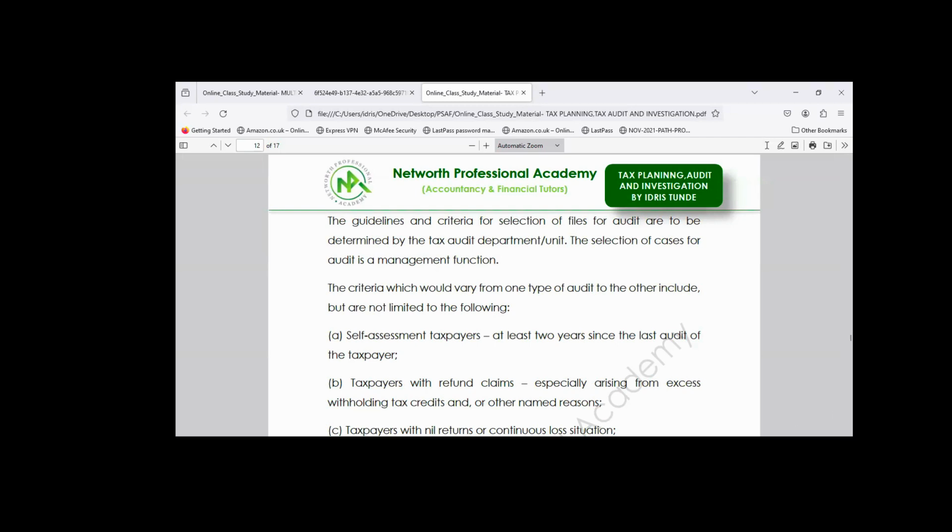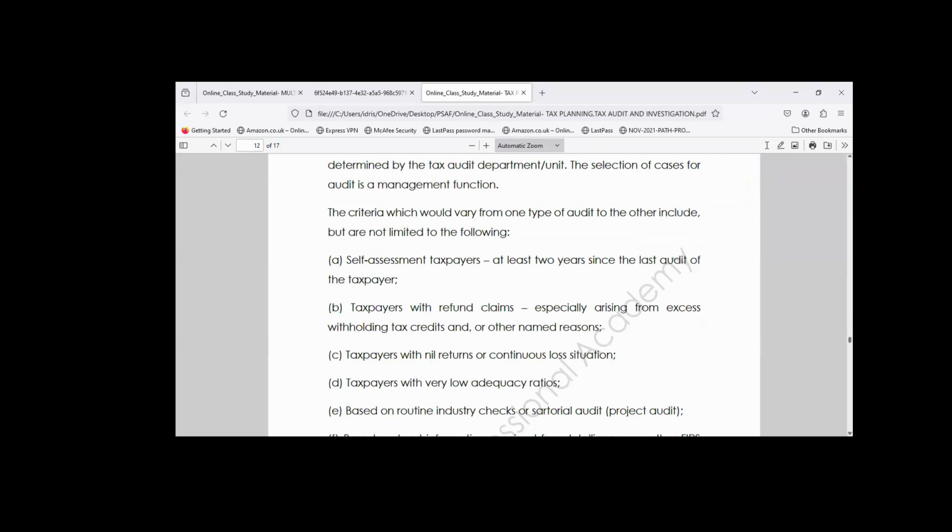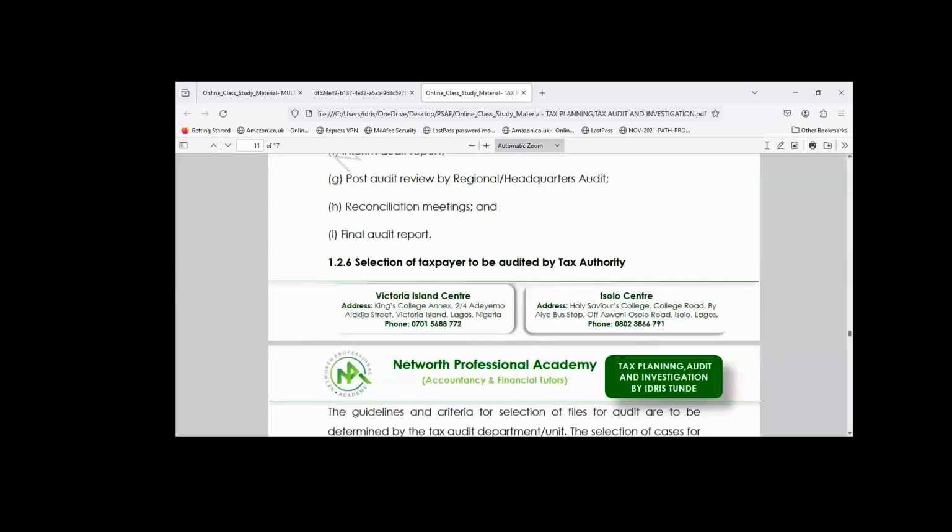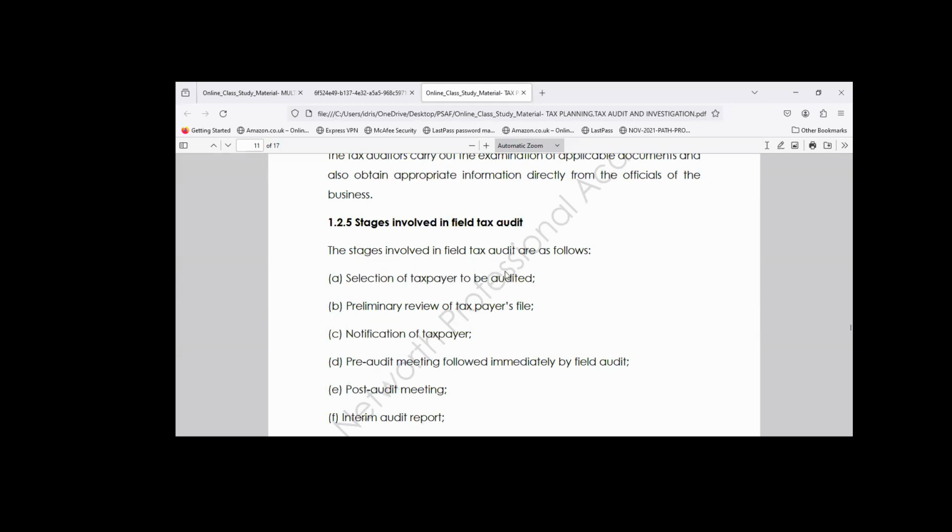Taxpayers with nil returns is one of the criteria for selection. Some taxpayers, every year when they are filing their accounts, every month when they are filing VAT, will be filing nil returns. When a company does that for more than 4 years, you do not declare turnover, you are filing nil returns, and this company still exists, why did they not declare turnover? That will question the intelligence of the tax authority. By that time, they will say, okay, let me select this company, let me go and audit them. So those are the criteria for selecting a taxpayer to be audited. That is stage number one, selection of taxpayer to be audited.